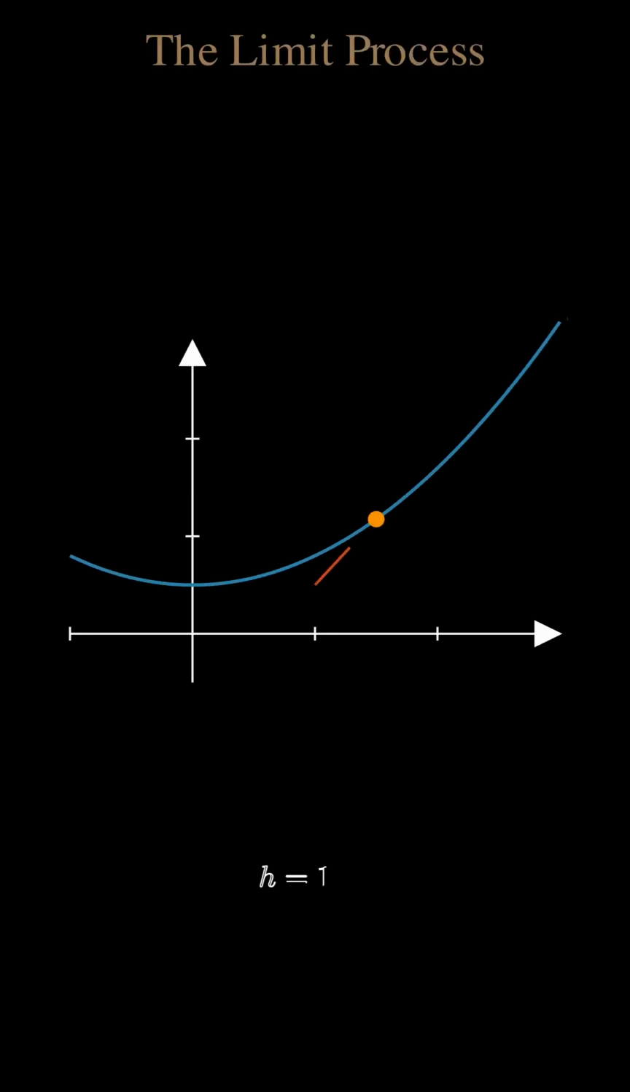Here's the key insight. What if we make h smaller and smaller? Watch what happens as the second point gets closer to our original point. The secant line starts to hug the curve more tightly. It's becoming a tangent line, a line that just kisses the curve at exactly 1 point. If we zoom in close enough, every smooth curve looks like a straight line. The slope of that line is what we call the derivative.